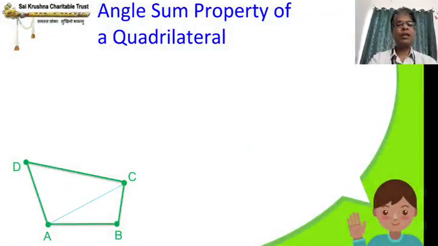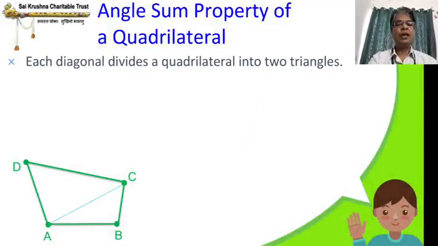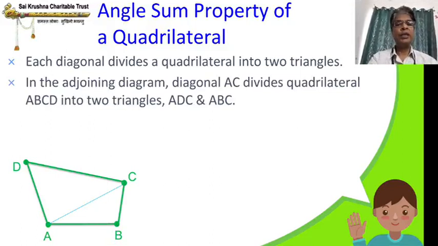So let us take a quadrilateral ABCD. Each diagonal divides a quadrilateral into two triangles. So this is AC, the one diagonal I mentioned. Similarly, we can also see another diagonal, BD, which I have not marked here. AC divides the quadrilateral into two triangles. In the adjoining diagram, diagonal AC divides quadrilateral ABCD into two triangles, ADC and ABC.